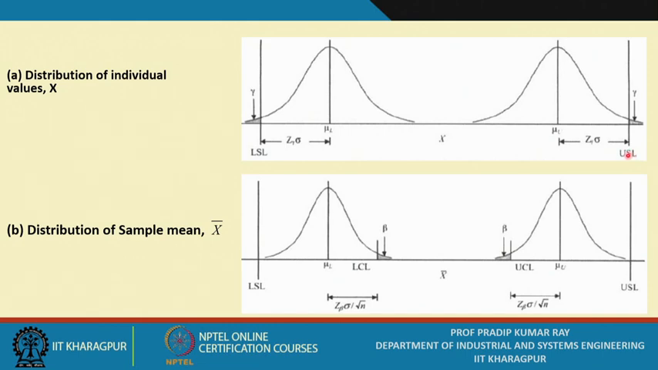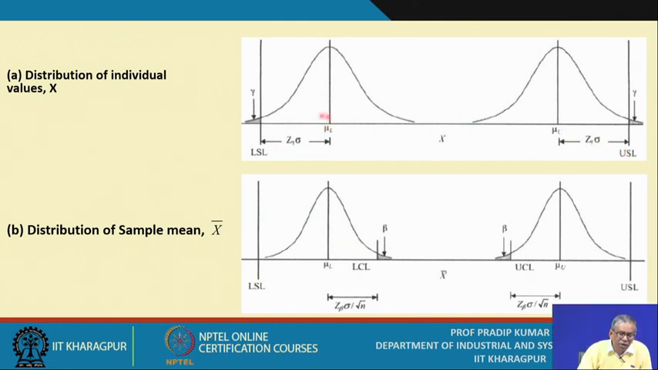USL is already specified for the given quality characteristic, for which you have been using the modified control chart. And similarly, on the other side, this is the area under the curve beyond LSL, that is gamma. Is it okay? And this is the standardized distance, that is z gamma into sigma, the distance of mu L from LSL.